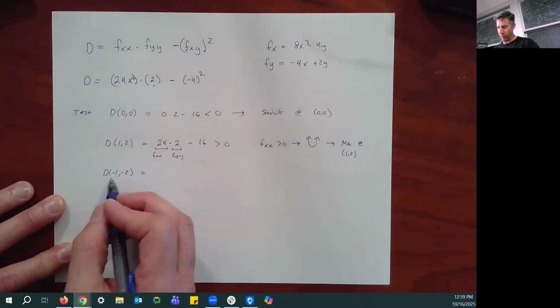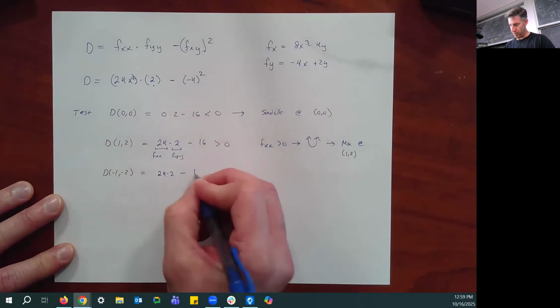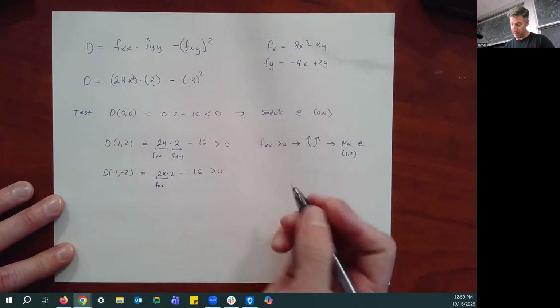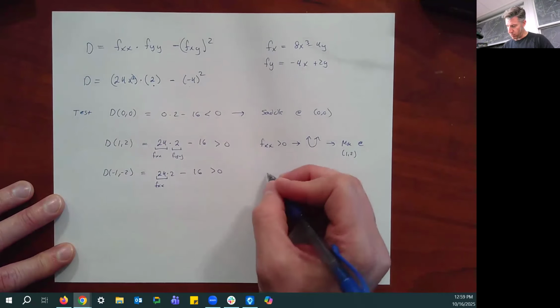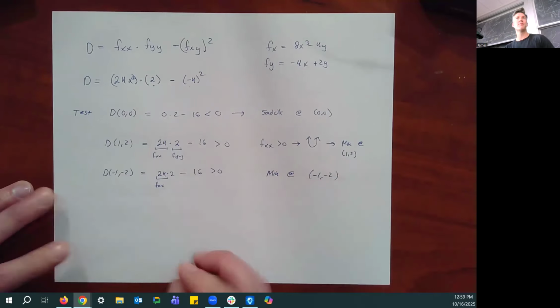Anyway, plugging in negative 1 for x, we're going to get 24 times 2 again, minus 16. Still positive. Our fxx is still positive. Our fyy is still positive. So same result. Also a minimum at negative 1, negative 2. Cool.